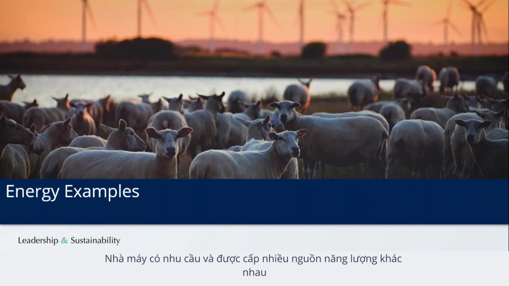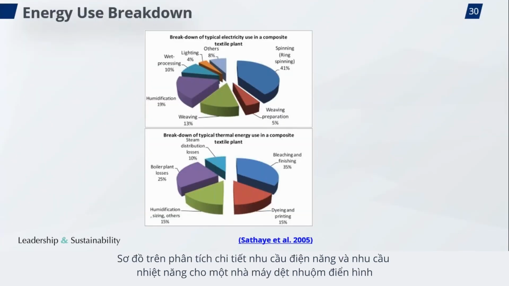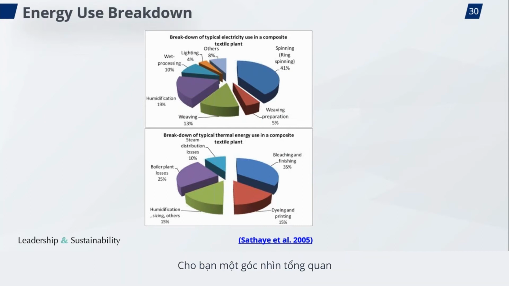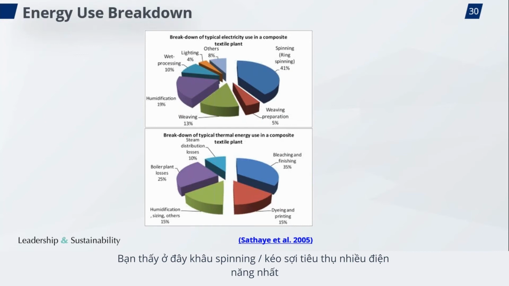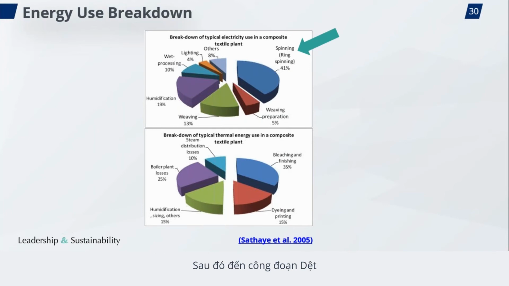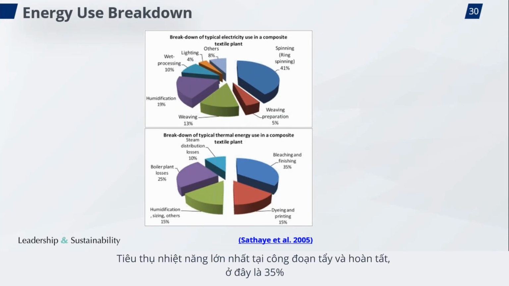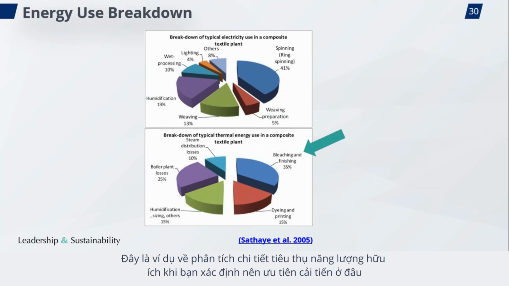Facilities are equipped with and demand various sources of energy. The pie charts shown here show a breakdown of typical electricity and thermal energy use in a composite textile plant to give you a general overview. So you see here, for instance, that spinning consumes the largest share of electricity in this particular breakdown, which is followed by weaving. And when it comes to thermal energy, wet processing like desizing and bleaching combined with finishing consume the greatest share, in this case 35%. So this is the type of breakdown that you can also make when you decide where to put your efforts.